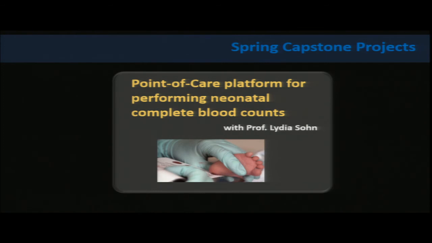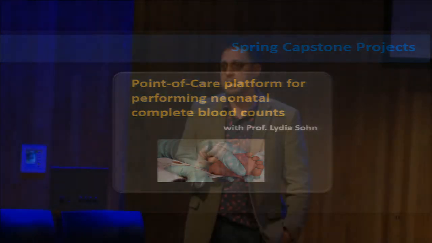A point-of-care platform for performing neonatal complete blood counts with Professor Lydia Son. This is another hospital-related project. It has to do with newborns, especially kids who are born before 9 months. When they're born, they have lots of health problems, and so there are tests that have to be performed. One of those tests is the complete blood count.